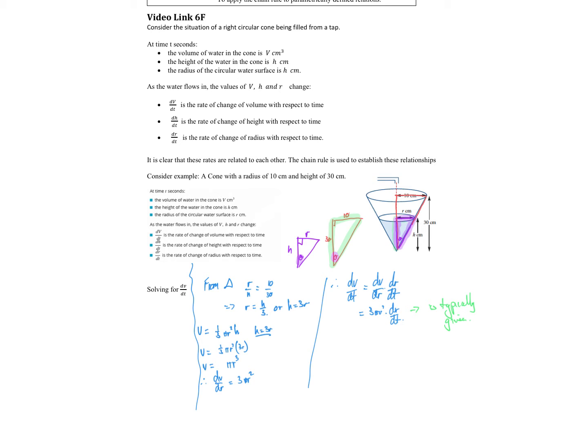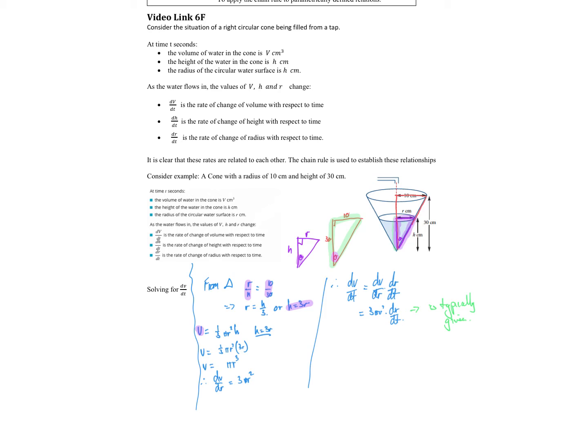So using those similar figures, we can come up with a relationship between two of the variables, that is the height and the radius. From similar figures, the radius over the height is the equivalent of 10 over 30, which means that r is equal to h on 3, or h is equal to 3r, depending upon which variable you want to eliminate. And by eliminating, if we consider the volume of a cone, the volume of a cone is 1/3 pi r squared h. So we have r in there, we have h in there.